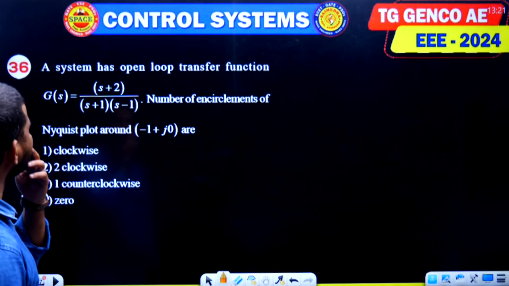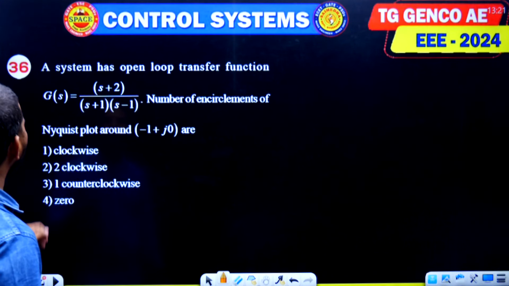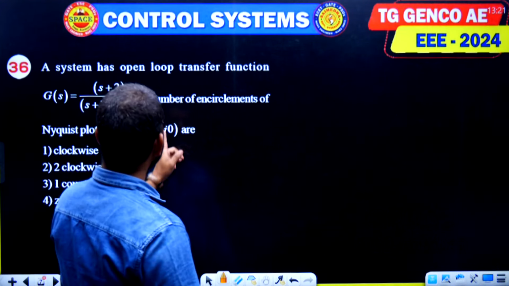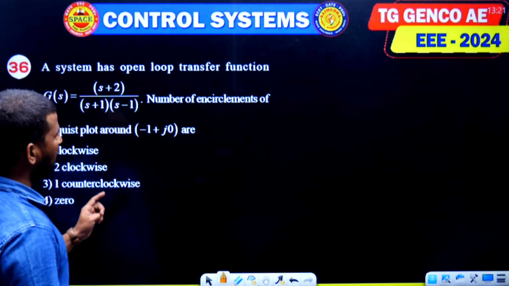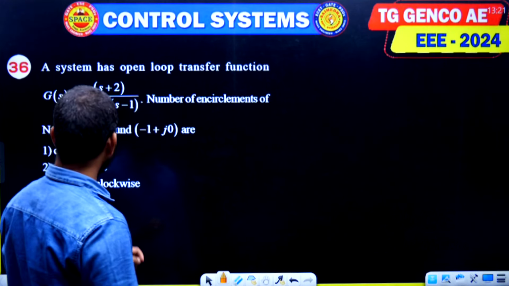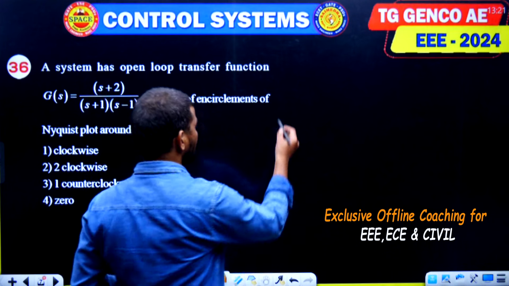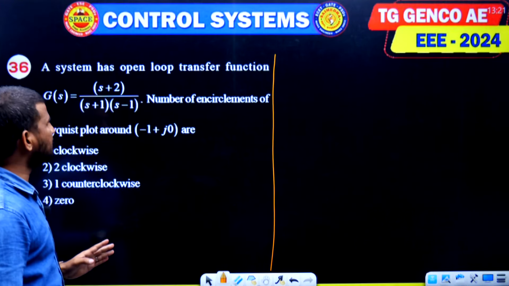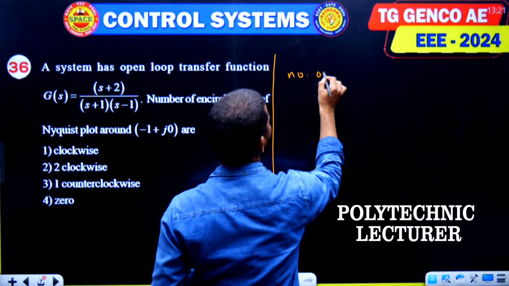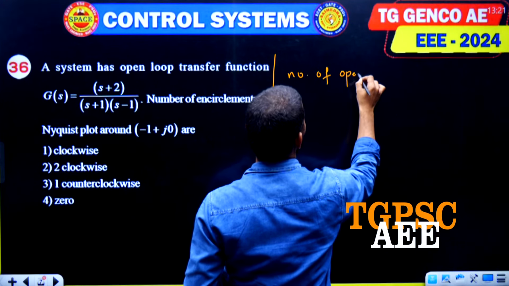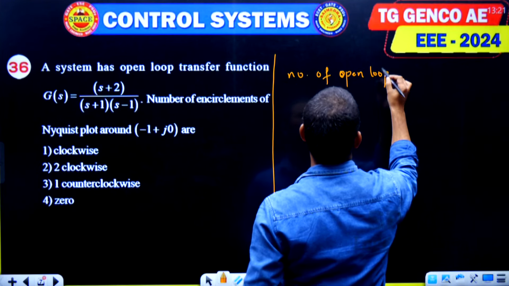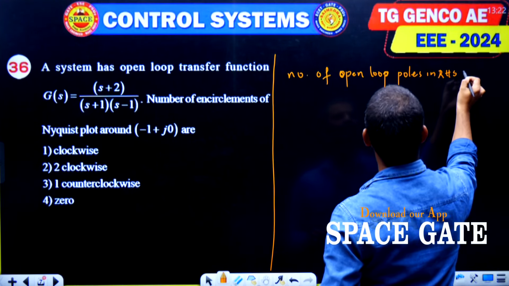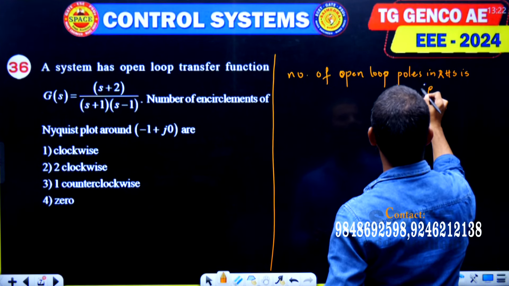A system has an open loop transfer function G of s is equal to (s plus 2) divided by (s plus 1) into (s minus 1). The number of encirclements of the Nyquist plot around minus 1 plus j0 are, and is it clockwise or counterclockwise, he is asking. Anyway, let us do the problem. The first one, with respect to the given transfer function, the number of open loop poles in the right hand side, we can say P is equal to 1.